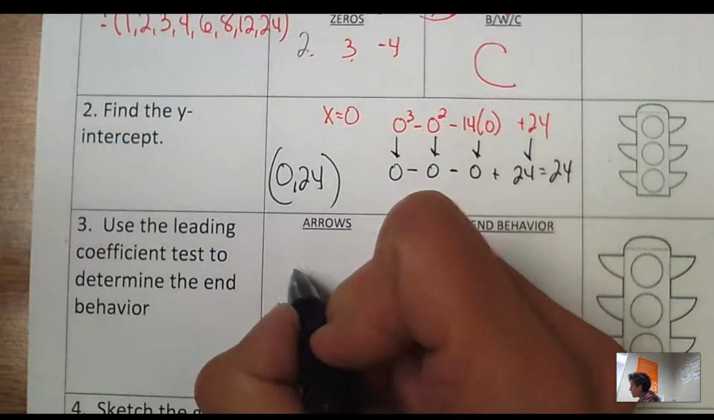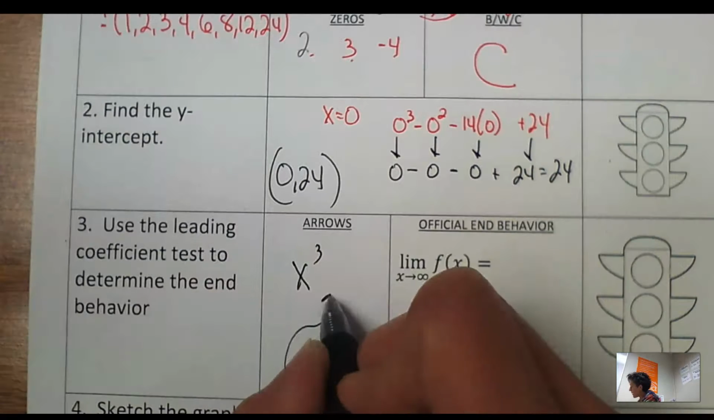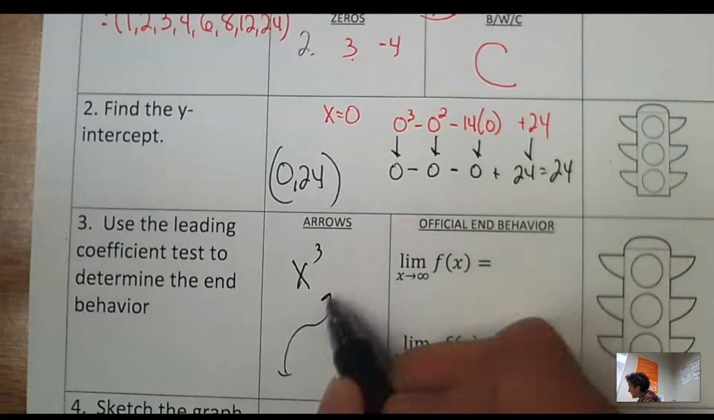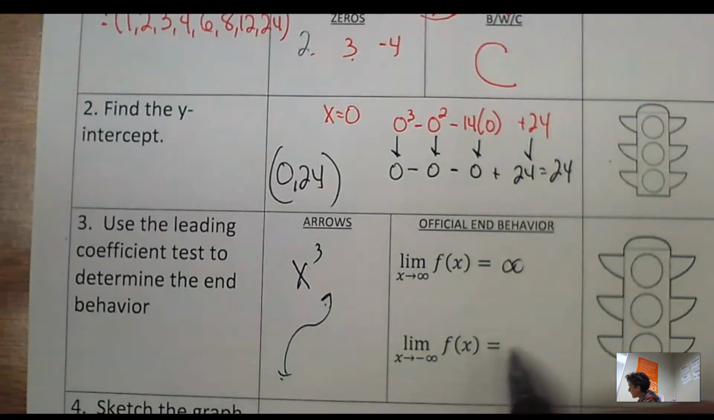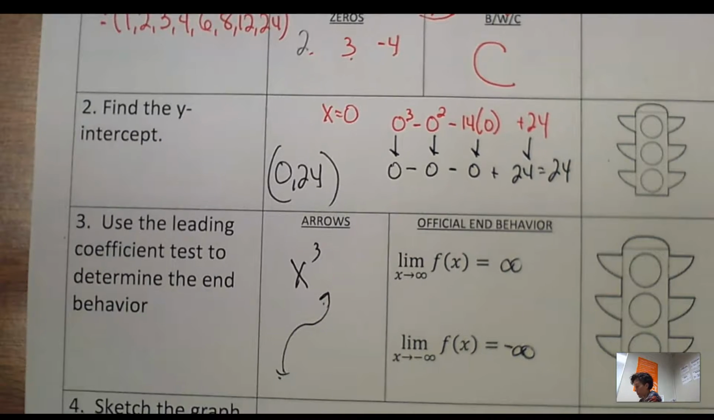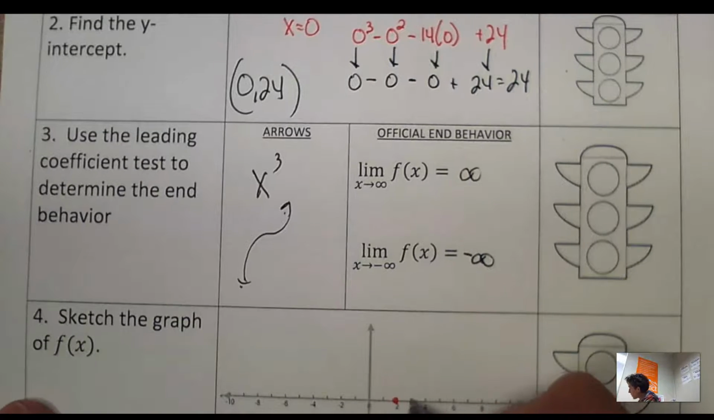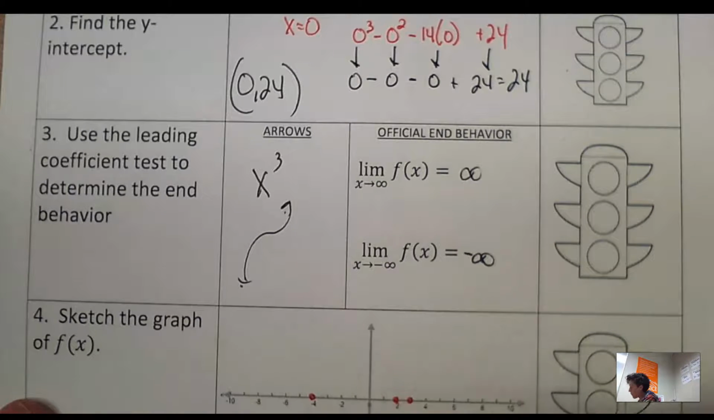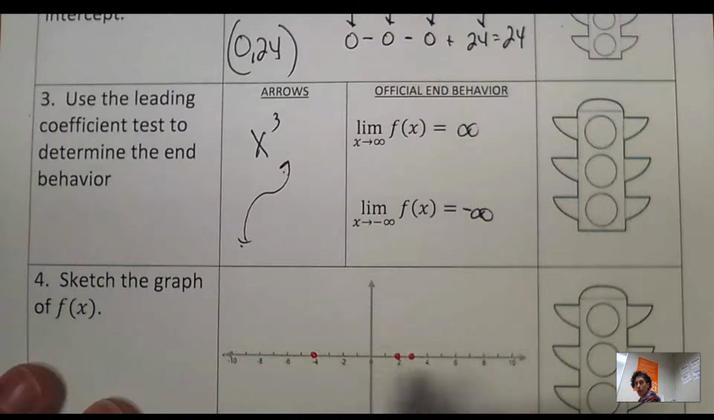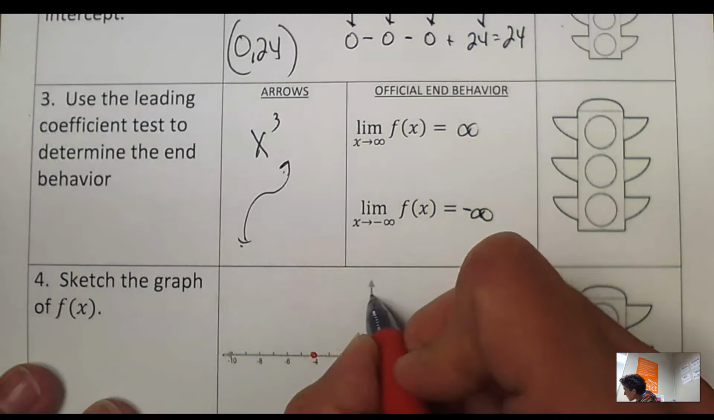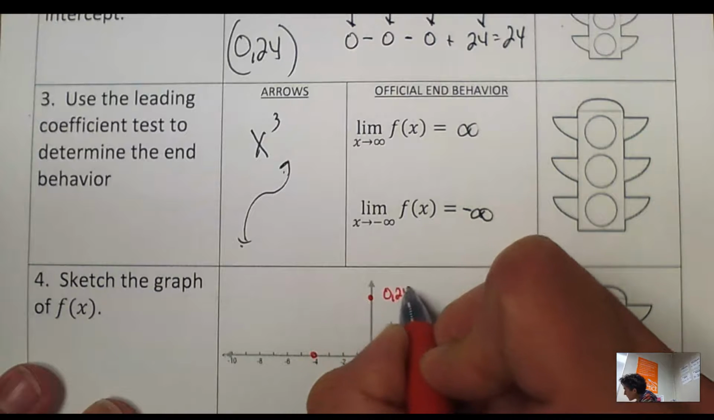So the x cubed tells me that this is a line going uphill. It's rising on the right, going up. It's falling on the left, it's going down. And now I'm going to go to my graph and put a point at 2, at 3, at negative 4. They're all going to cross. And my y-intercept way up here.